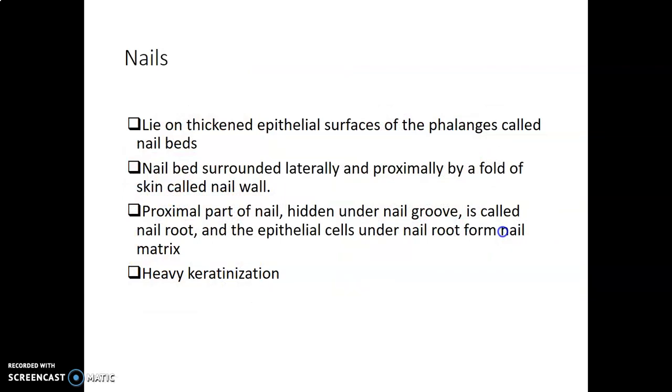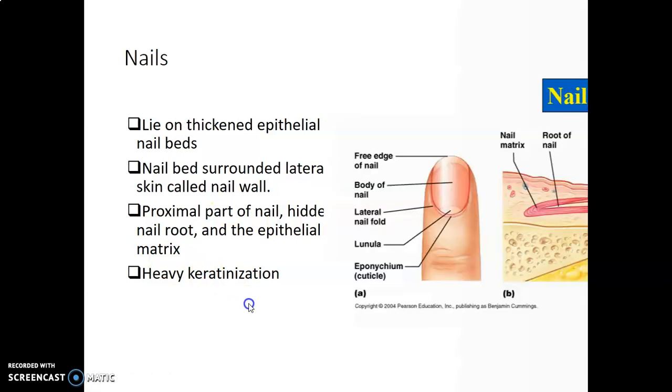Then you go to the nails. These are the thickened portions of the epithelial surfaces of the phalanges. And the thickened portions are the nail beds. The nail bed is where the nail rests, and it's usually surrounded laterally and proximally by a fold of skin, which you call the nail wall. So the proximal part of the nail is usually hidden under the nail groove. And that's where the nail root is, at the proximal end under the nail groove. And the epithelial cells under this root usually form the nail matrix. So the nail is just heavy keratinization of the epithelial cells of the skin.